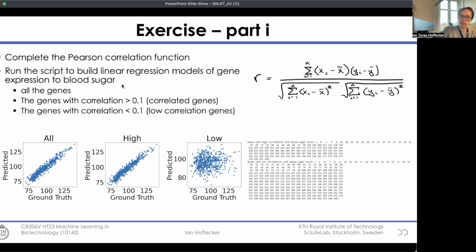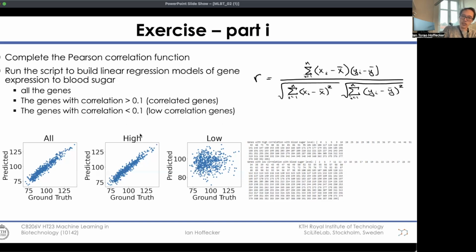What we're going to do is build a script that performs a correlation check between each gene and the blood sugar levels, looking at all the individuals for that gene and checking their blood sugar levels and computing a correlation value. We want to sort the genes into two categories: those that have an absolute value of the correlation, positive or negative, greater than 0.1, which we would call correlated genes, and those that are less than 0.1, closer to 0, which we would call low correlation genes.